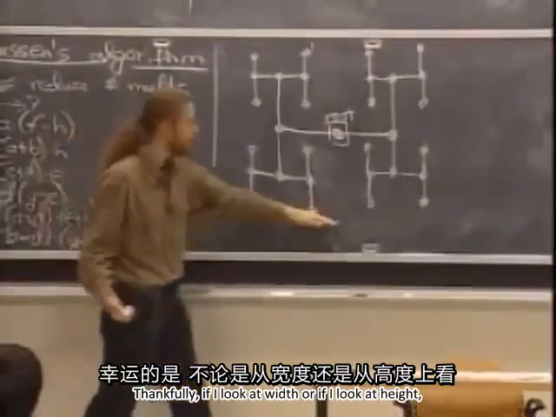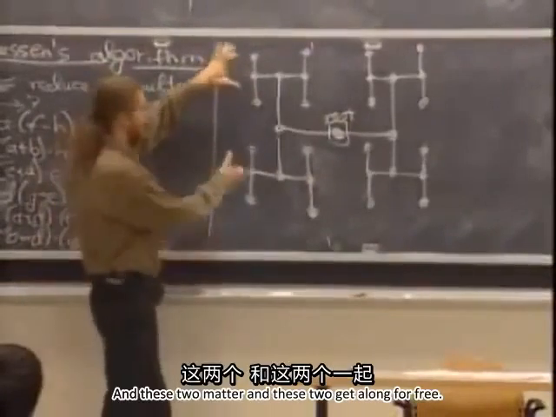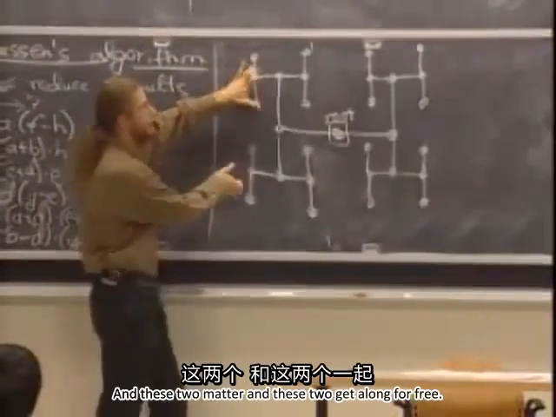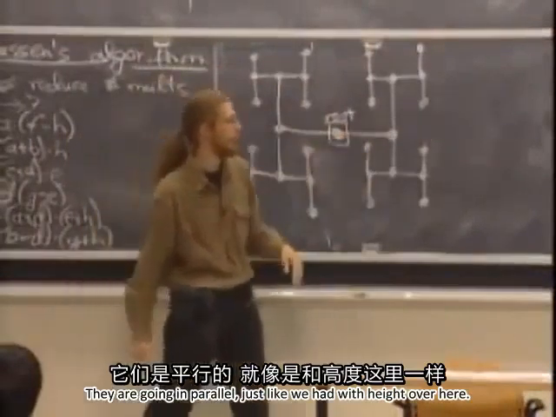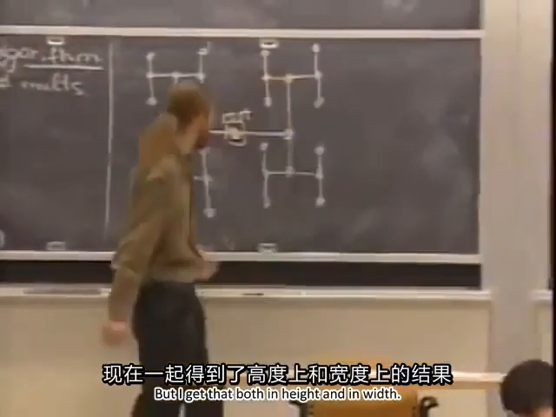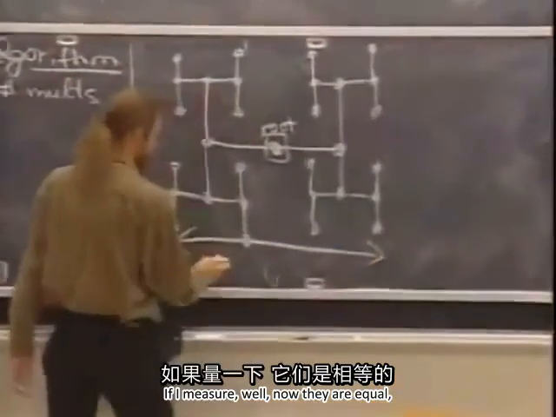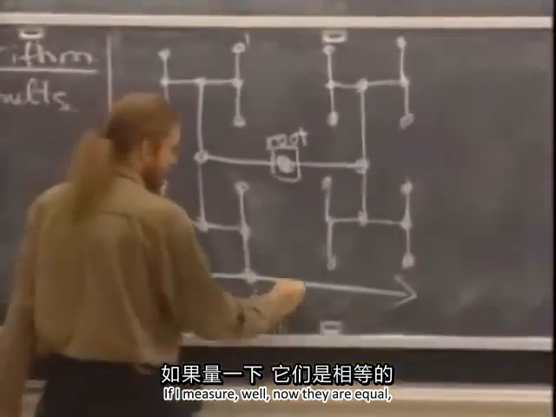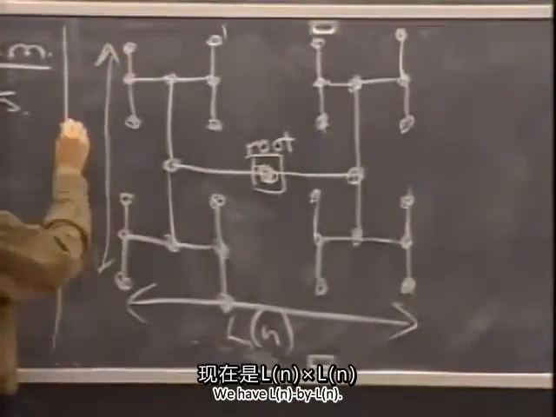Thankfully, if I look at width or if I look at height, there's only 2 that matter. Right? And for height, these 2 matter, and these 2 get along for free. They're going in parallel, just like we had with height over here. But I get that both in height and in width. So if I measure, well, now they're equal, so I'll just call them the length. We have L of n by L of n.